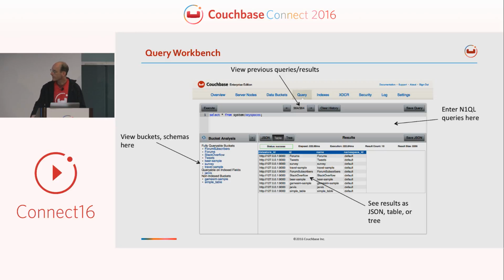In the lower left, you have a list of all the buckets that are available in your cluster. In that area, you can expand those buckets to find out what the schema is, and more on that in a second. In the lower right, we have the results from the queries that you've run, and you can see those results in the raw JSON format, but you can also see the data in a tabular form or in a tree form.